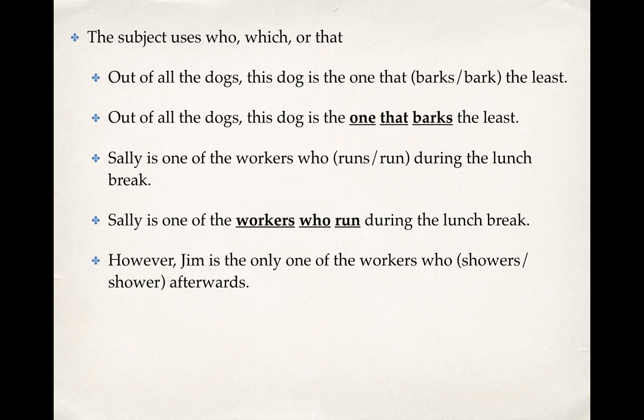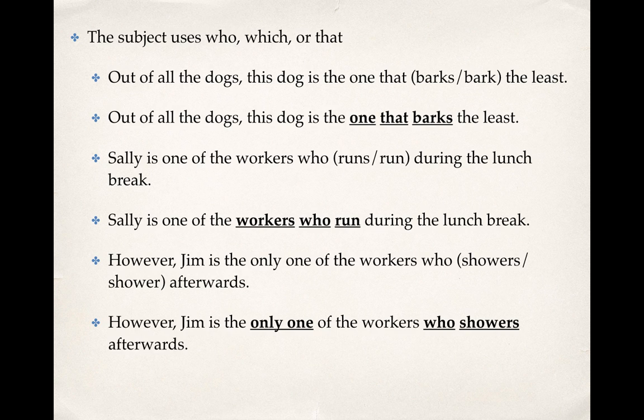One more example. However, Jim is the only one of the workers who showers or shower afterwards. Now, you have to think, is that who referring to workers who shower, or who else could it be referring to? It's actually referring to Jim, the only one who showers. So when you have that construct, the only one, it's a little different than just the one who does this, or workers who run. So this to me is a little bit tricky.